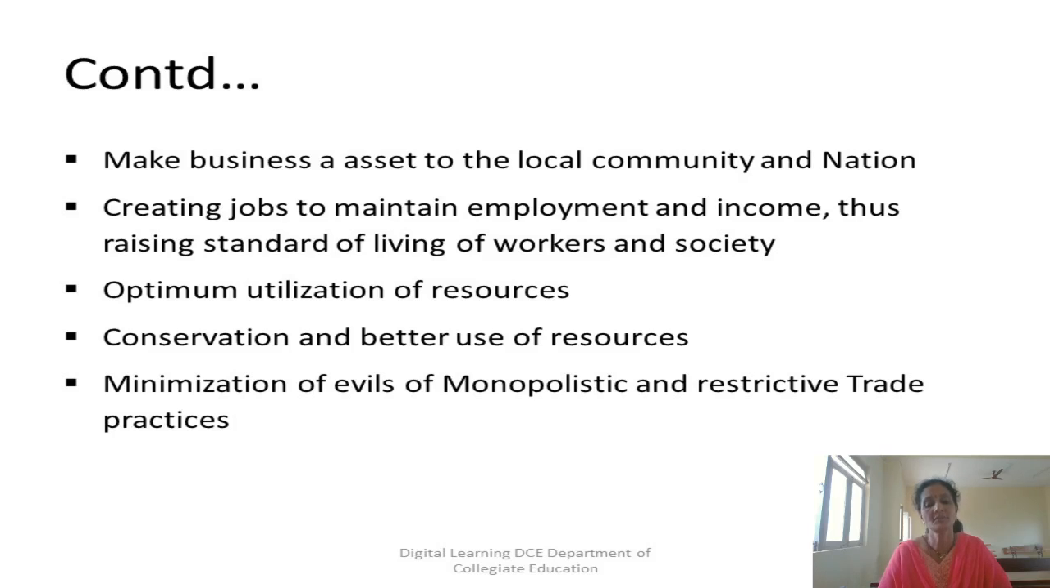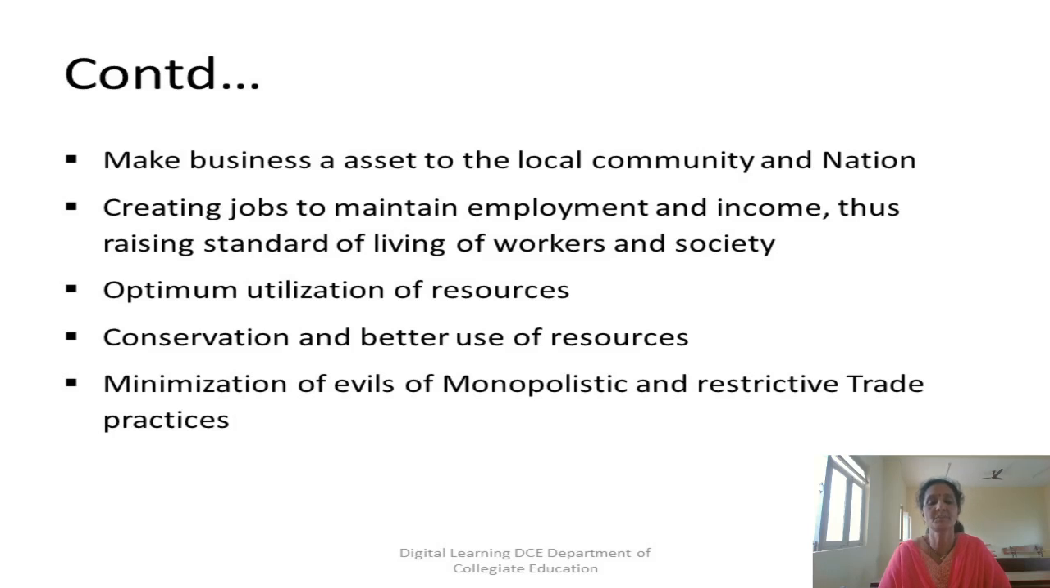Optimum utilization of resources. Resources are abundant in India, but that doesn't mean they should be utilized as easily as one wants. They should be used to the optimum utilization. You utilize them properly and to the optimum extent. What are the resources? Manpower, land, capital, all these are resources which have to be utilized optimally.